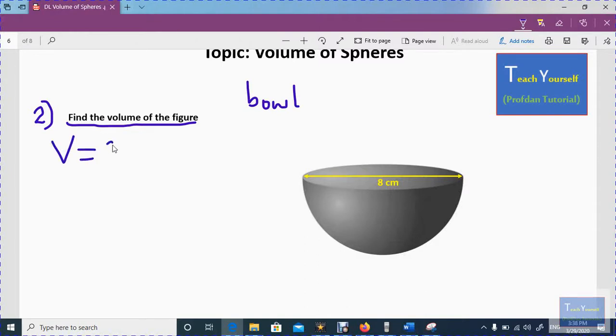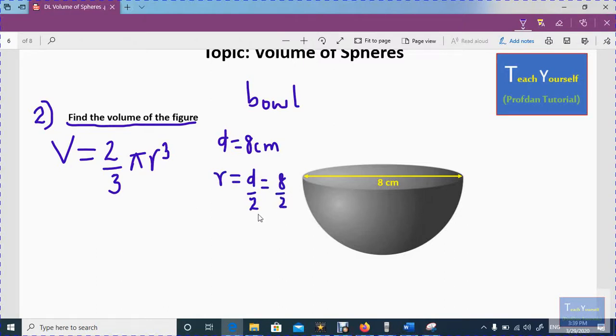Let me write the volume out. This is 2/3, 2 over 3 pi r cubed. In this example, the diameter of the hemisphere is given as 8 centimeter. Remember, you have to find your radius r, which is diameter over 2. And that gives 8 over 2. So your radius r is 4 centimeter.